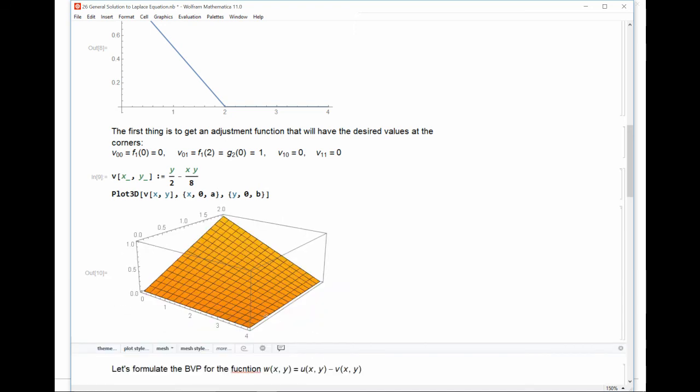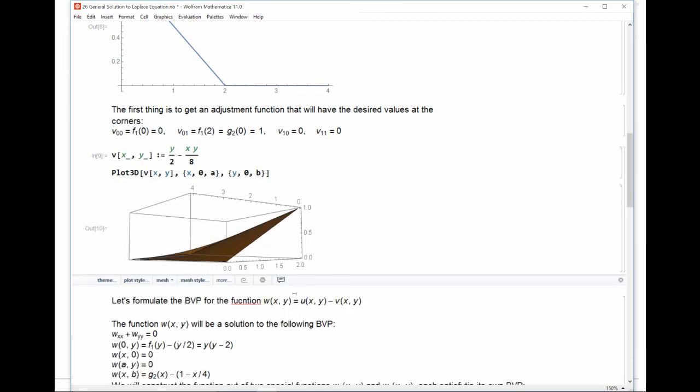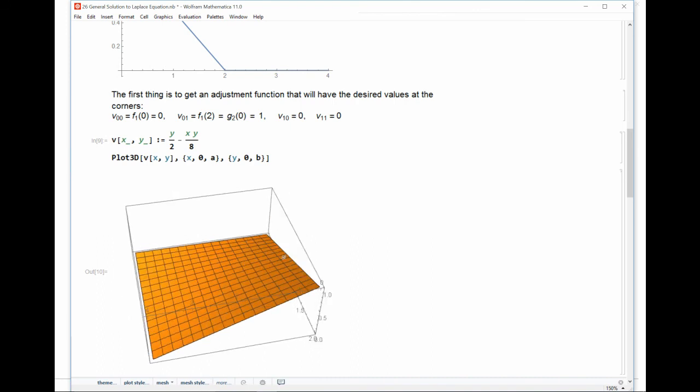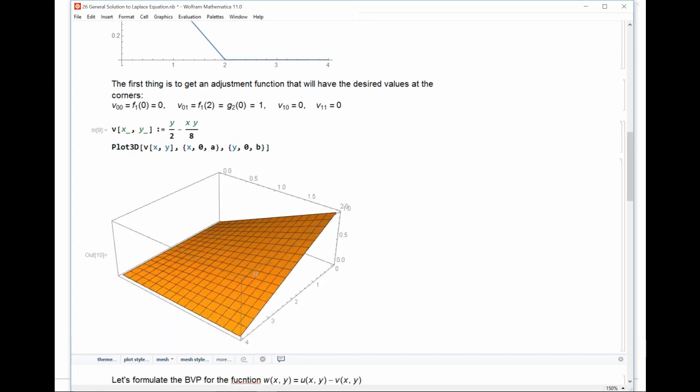It is 0 at the two boundaries that are 0, but it's non-zero at the two boundaries that have non-zero values. And as you can see, if I subtract my function v from the boundary conditions, it will bring this corner to 0, but it will not touch the other corners.